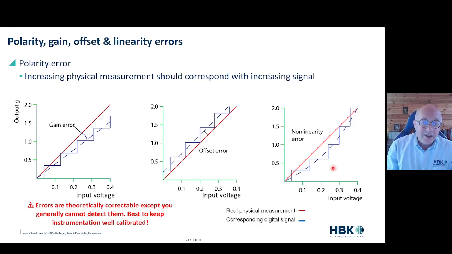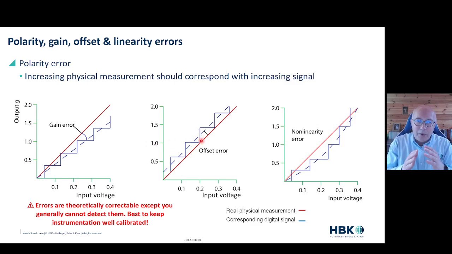But other things can't necessarily be detected. So the gain error is where effectively our signal should be following the red line, but actually our gain's set wrong, so we think it's following the blue line. Again, there's no way we would have known what the red one was, so make sure we get our instrumentation calibrated regularly.